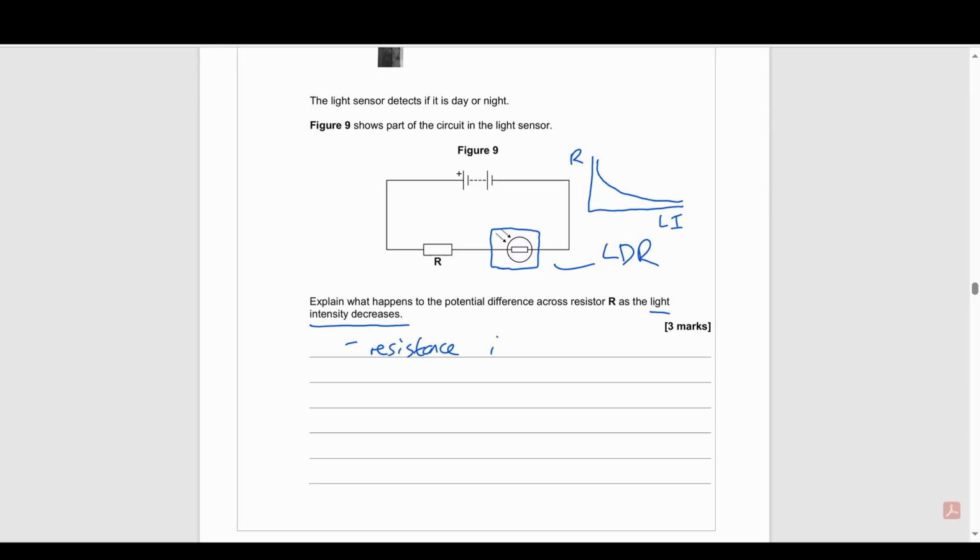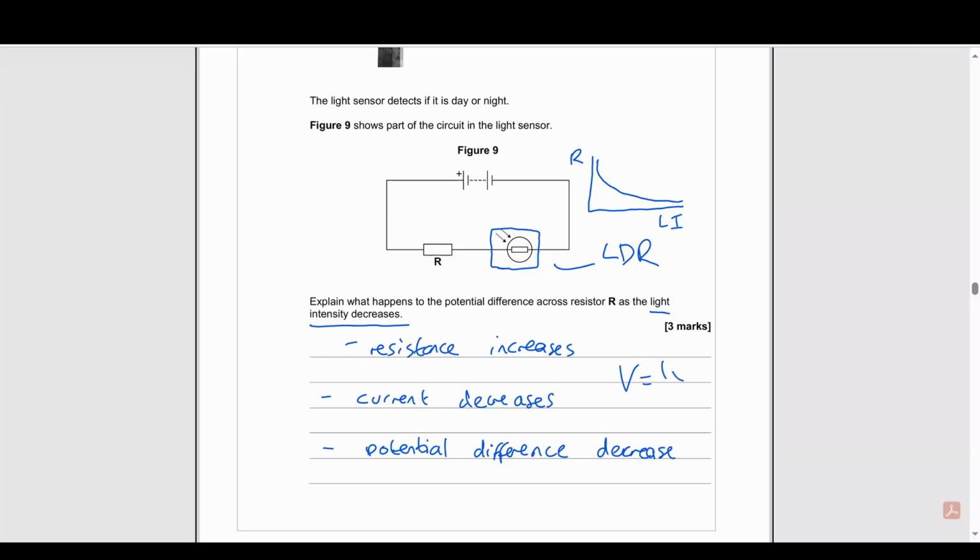But remember what is going to happen when resistance is higher. Resistance is supposed to oppose the current. So if resistance increases, then the current is going to decrease. Now, if the current decreases, that will mean that the potential difference is going to decrease. Remember that all of these three factors are linked together in this equation here, which is Ohm's law. So if resistance is higher, current is lower, potential difference is going to be lower.